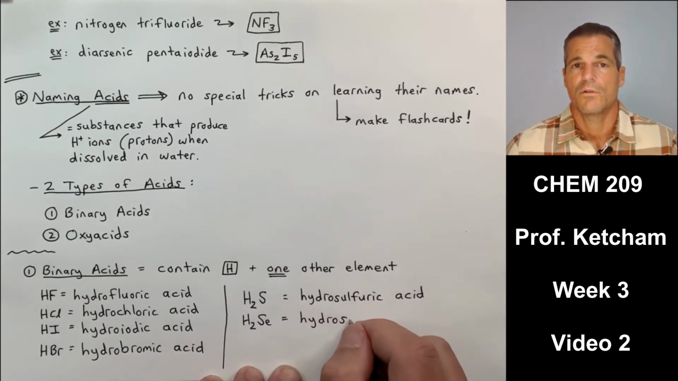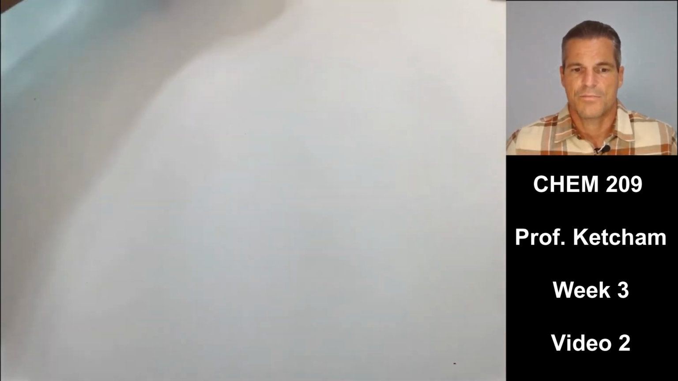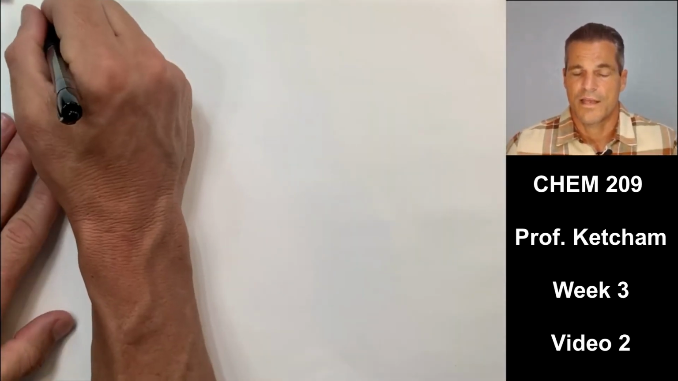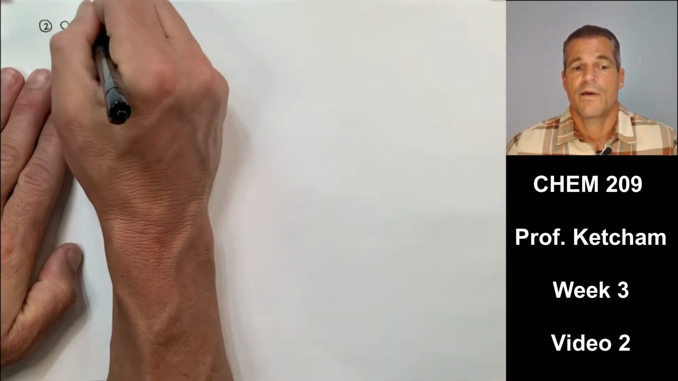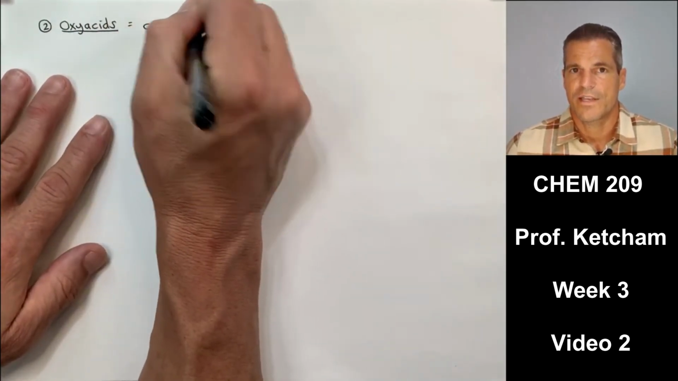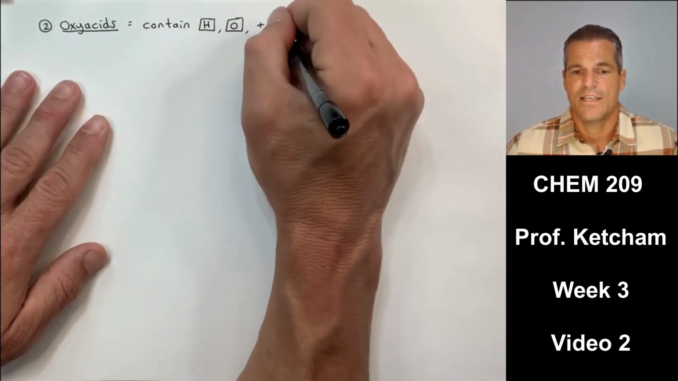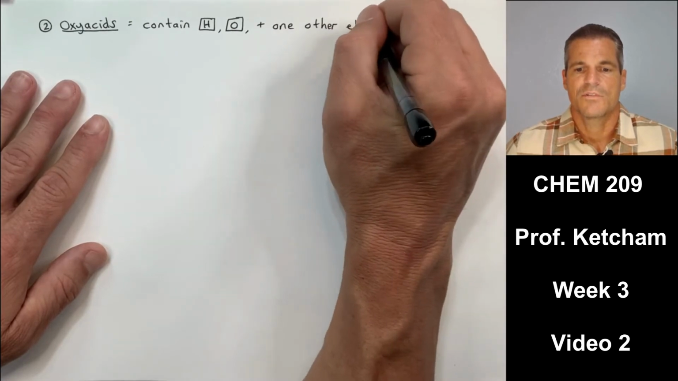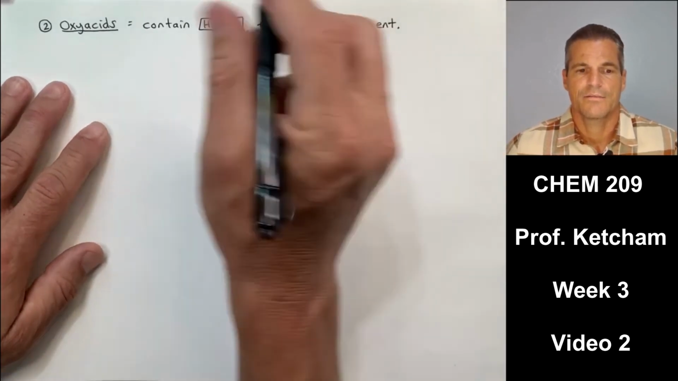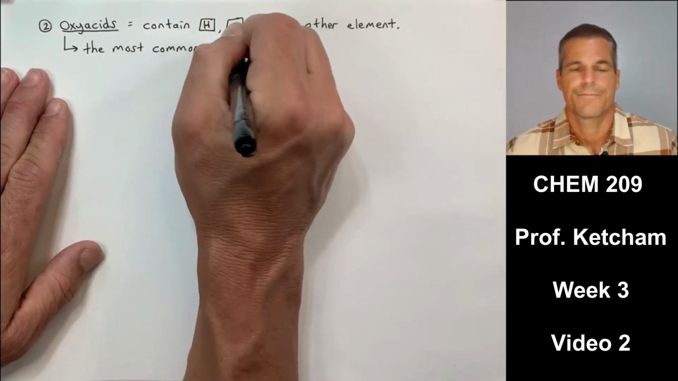HCl, hydrochloric acid. HI, hydroiodic acid. HBr, hydrobromic acid. All right, well, what about the last two? H2S, hydrosulfuric acid. And the last one, H2Se, rare, is hydroselenic acid. All right, so there's 6 binary acids. They all start with hydro something.